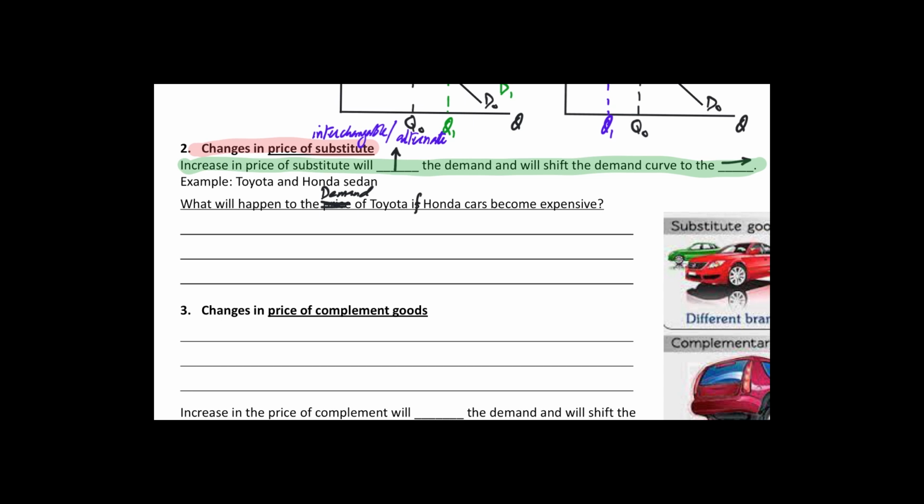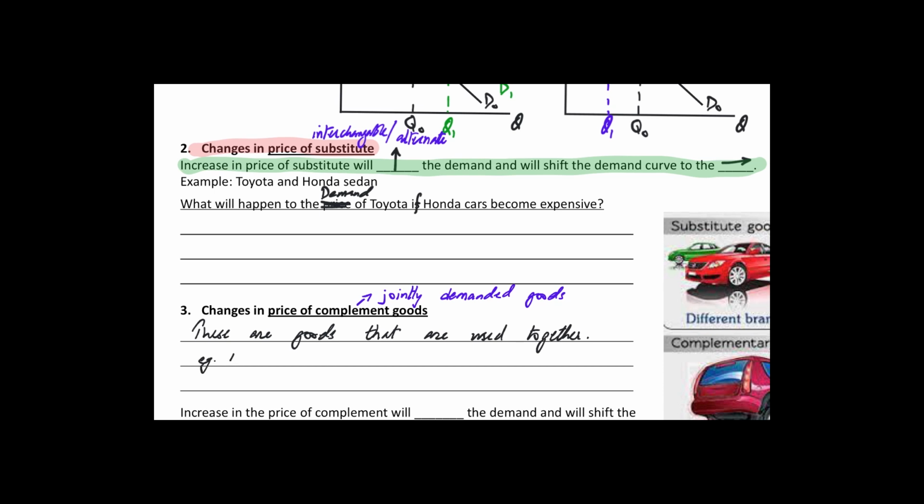Complement goods are not that coffee ke saath sugar you're getting free. Okay, it has nothing to do with free or something. Complement goods, the good term they use for it is jointly demanded goods, or these are goods which are used together. These are goods that are used together, and so jointly demanded is the thing.